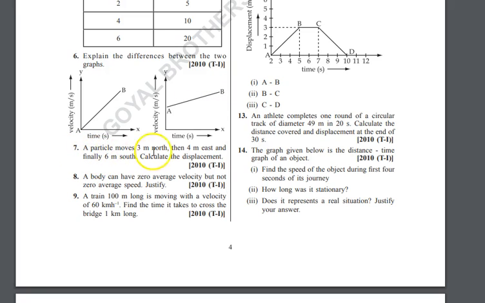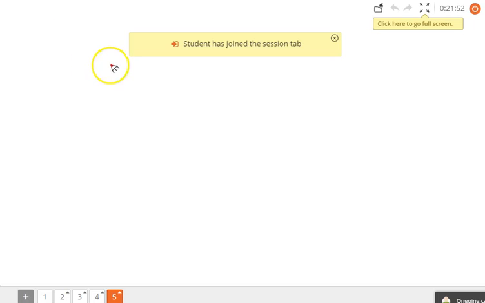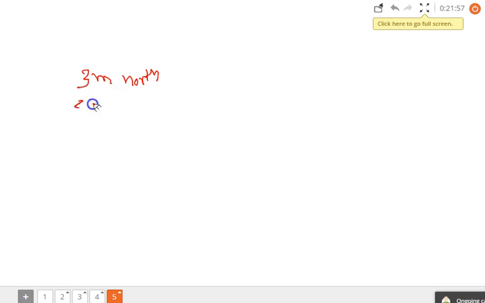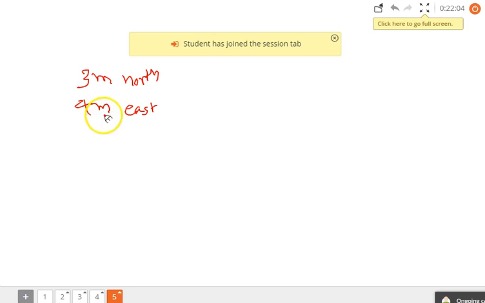Now this question is really a very wonderful question. We need to understand it particularly. A particle moves 3 meters north and then 4 meters east and finally 6 meters south. Calculate the displacement. 3 meters north, 4 meters east, and 6 meters south.